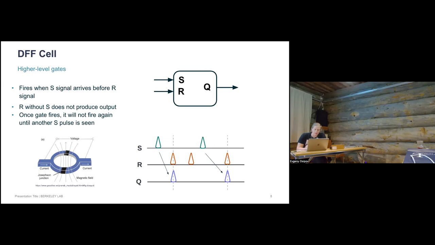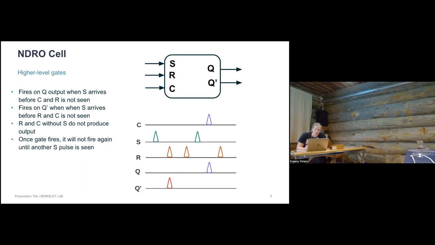That's just showing what I just said, where when it fires and then you don't get it again. All right, so here is a related cell called the non-destructive readout cell. Same idea, except now we have this reciprocal output as well and this additional input. So this time, again, S is being stored.